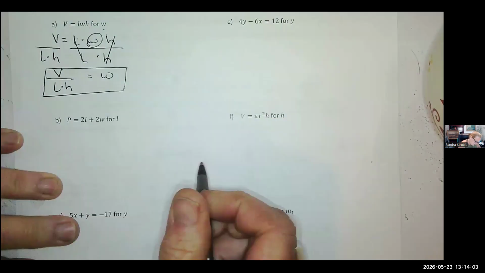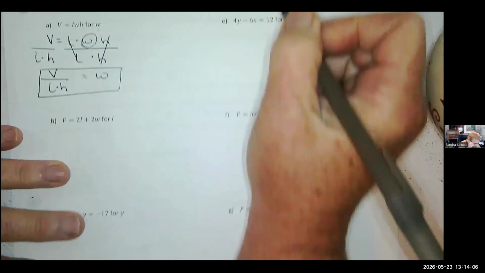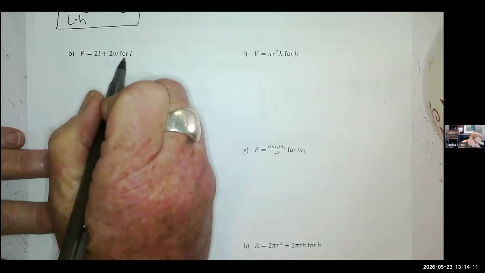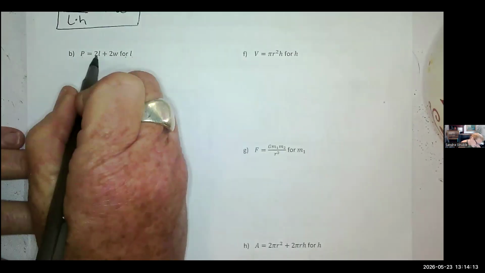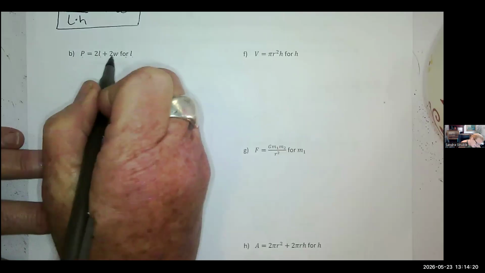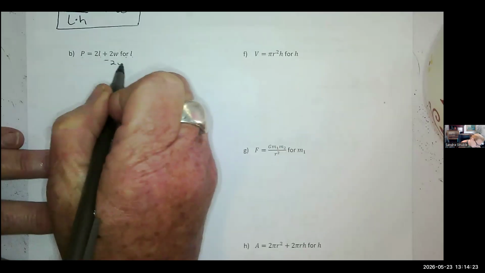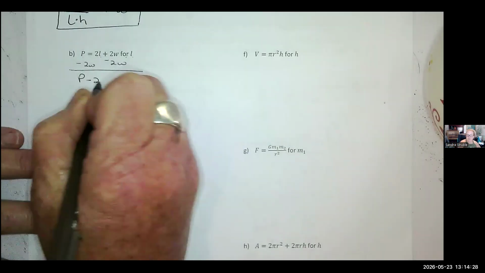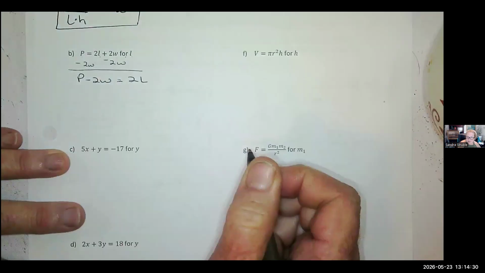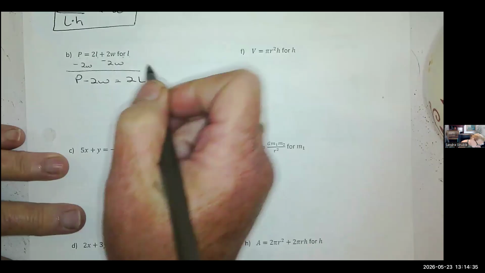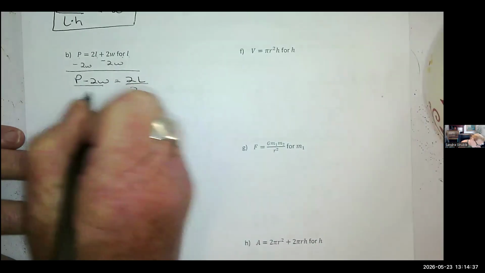All right, let's come down here to, this is the perimeter for a rectangle, and we're going to solve for L. So its perimeter is equal to 2 times the length plus 2 times the width. We're going to first get rid of this 2W. So we're going to subtract 2W from both sides of the equal sign. P minus 2W is equal to 2L. 2 is attached to L by multiplication. We're going to do opposite multiplication. We're going to divide both sides by 2. So this is gone. It's now just L.